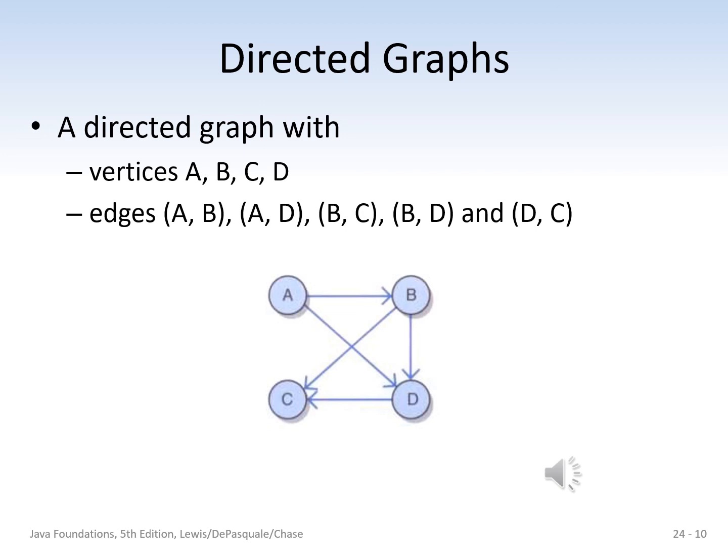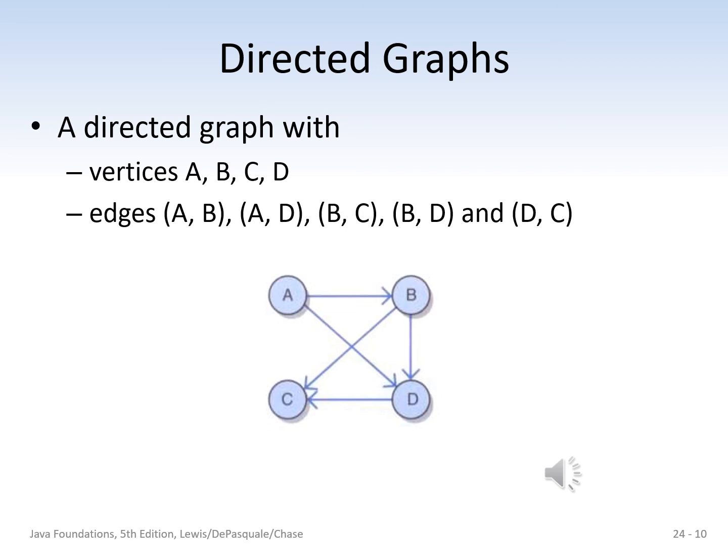So here we have our first graphic depiction of a directed graph that has vertices A, B, C, and D. It also has edges AB, AD, BC, BD, and DC, all of which are directional. They can only be traversed from the first vertex to the last.